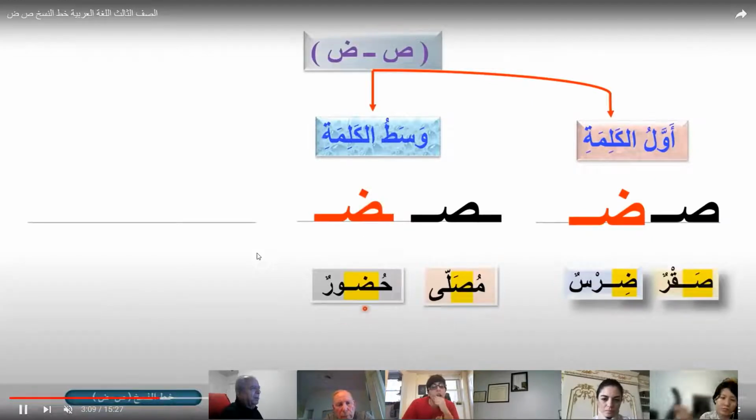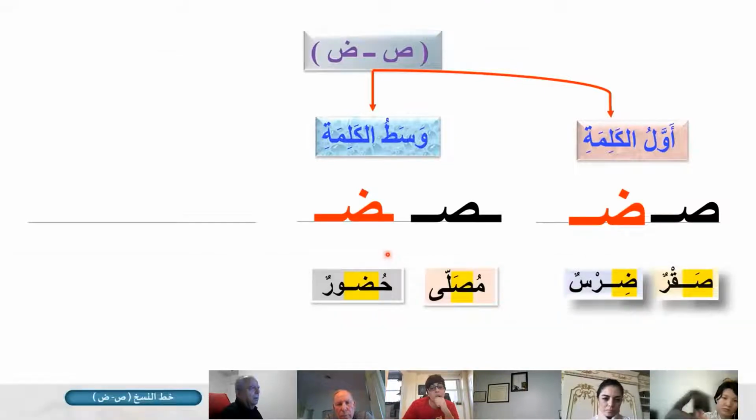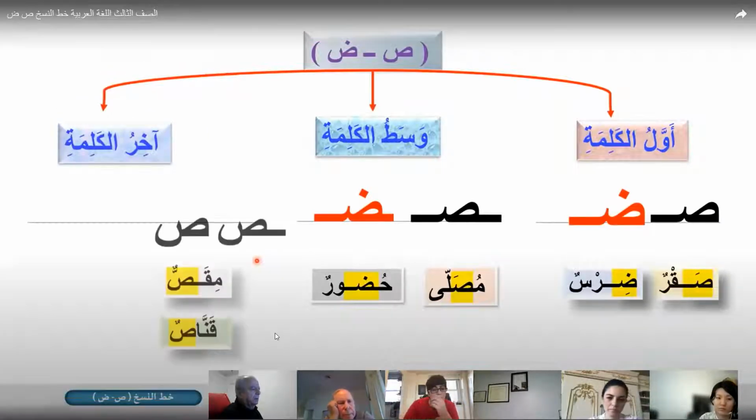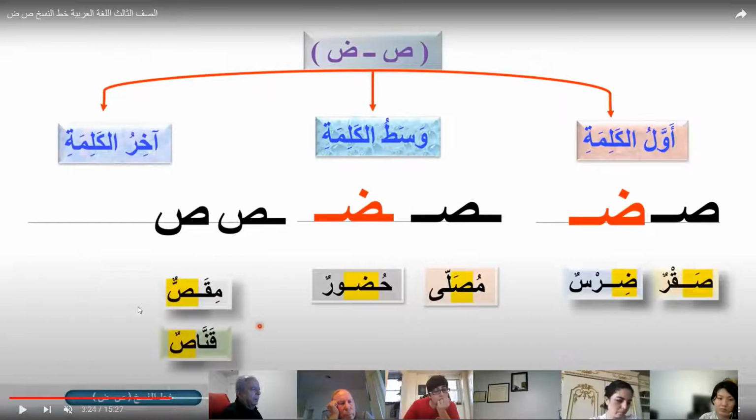Now a word at the end. At the end of a word, this is the way it looks when it is connected, and this is the end of a word when it is not connected. They look exactly the same. In this word it is connected, and in that word it is not connected.